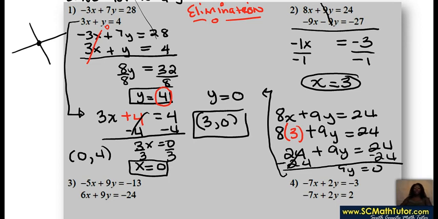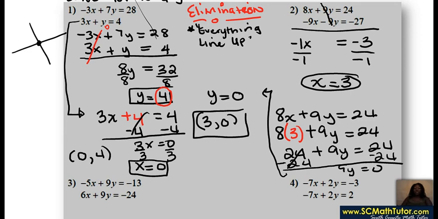Okay, so for elimination, you want to do elimination if they line up. So you want to do elimination if everything lines up. That is what gives you the clue. If the x's line up, the y's line up, the numbers line up, maybe elimination would be the best way for me to do this.